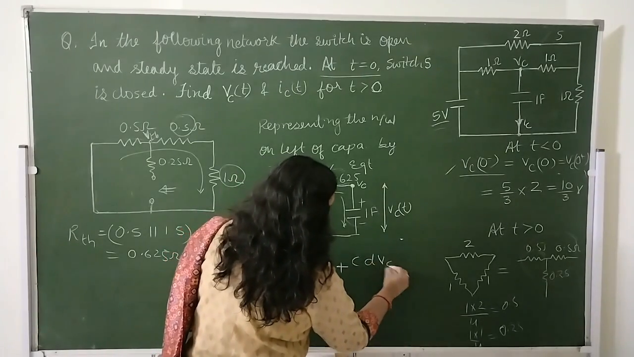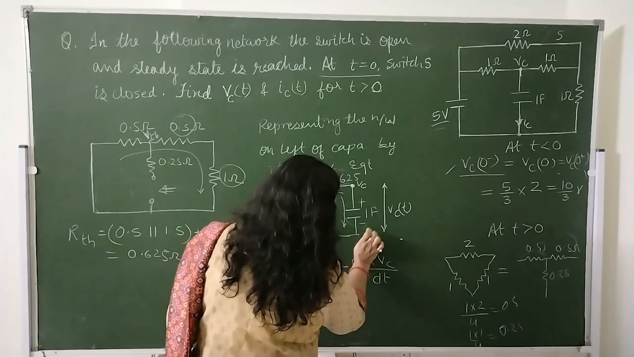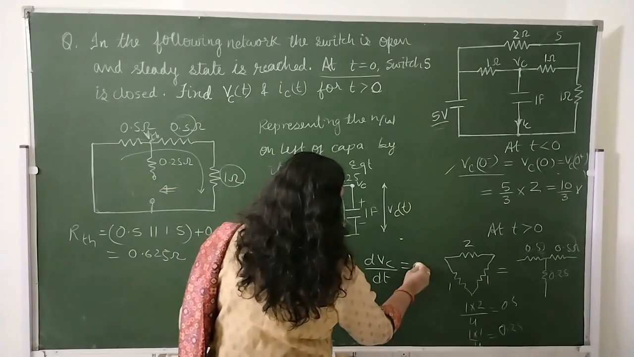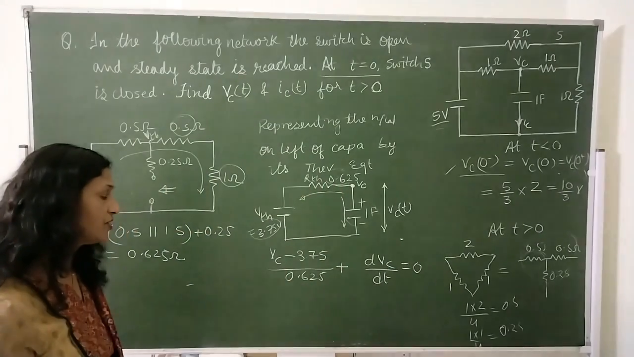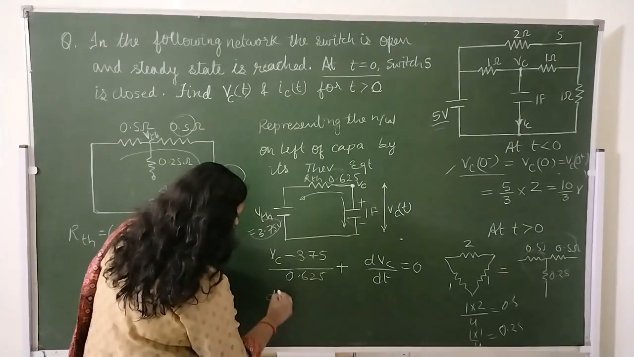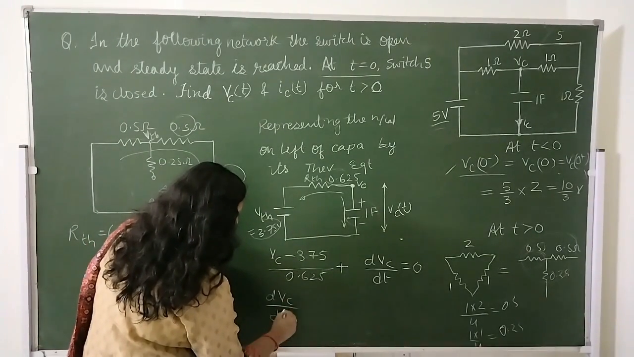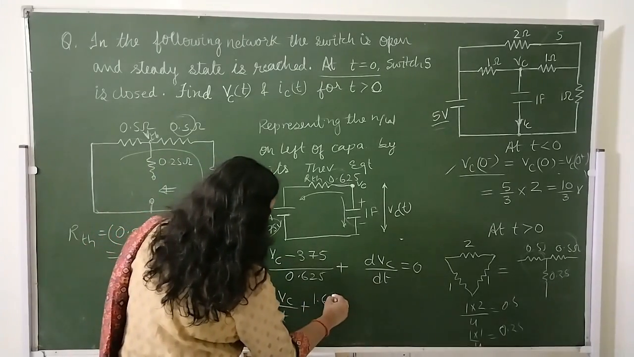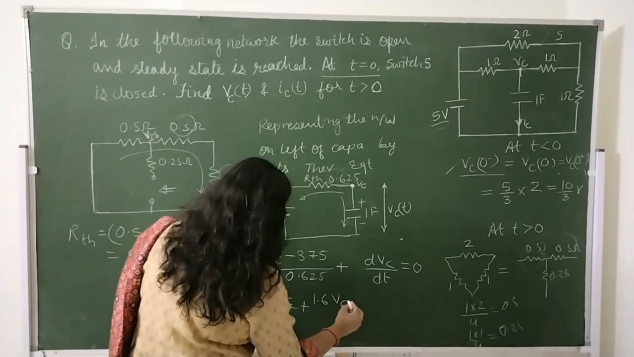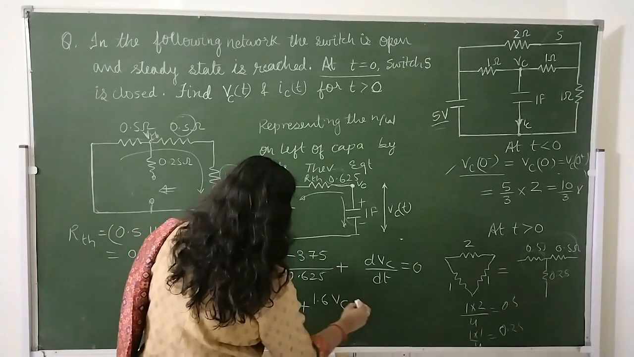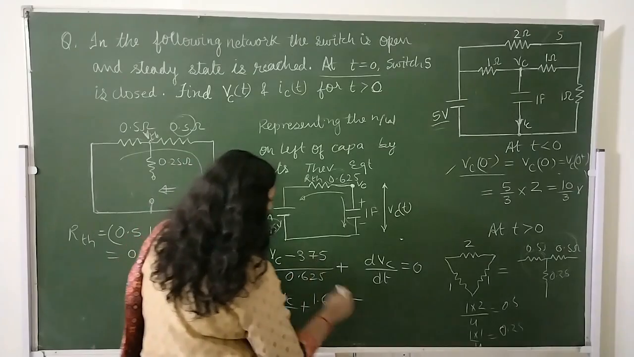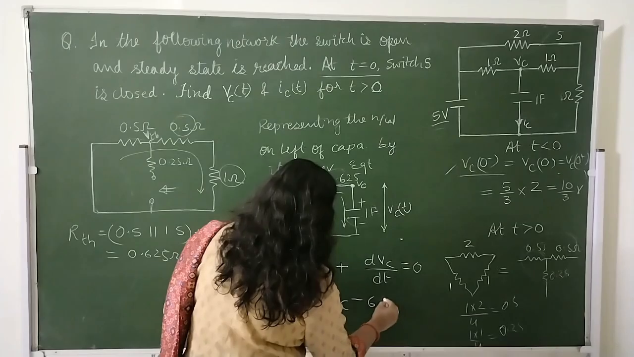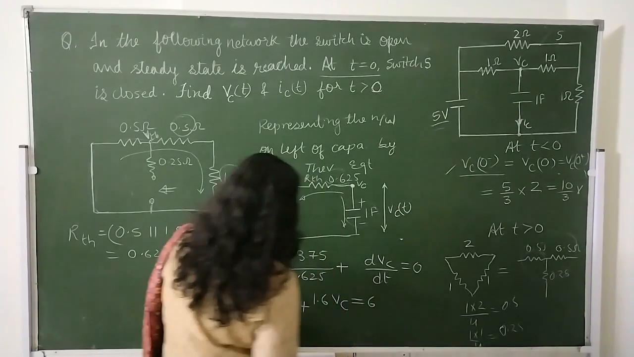C dVc by dt, and our C is 1 farad. So this is our differential equation, which we can write like this: dVc by dt plus Vc divided by 0.625, that is 1.6 Vc, minus 3.75 divided by 0.625, which is nothing but 6. So we can write it like this.